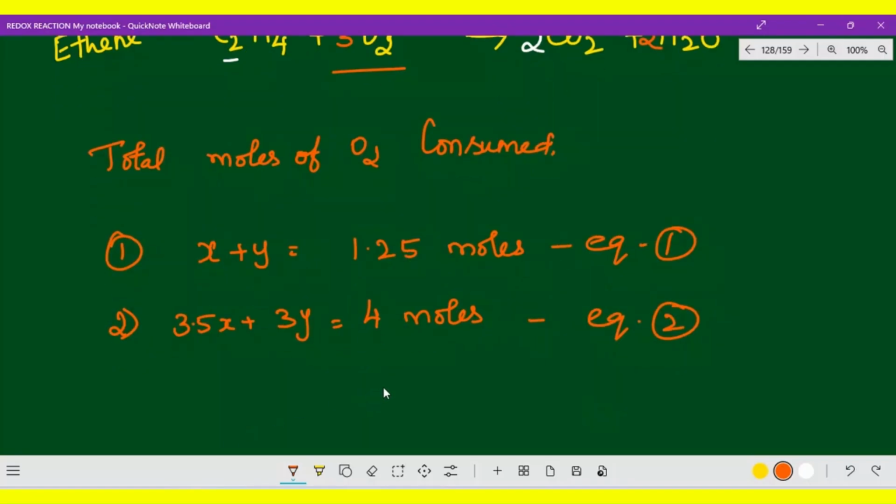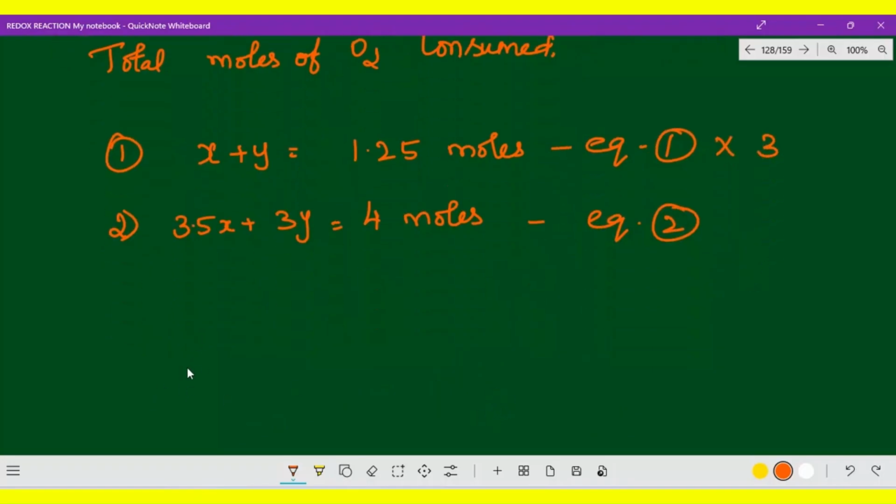For that, multiply the first equation with the 3. So this is the first equation, multiply with the 3. Why? To balance that with the second equation. So multiply with the 3 means here what you will get: 3x plus 3y equal to how much you will get? 3.75 moles.